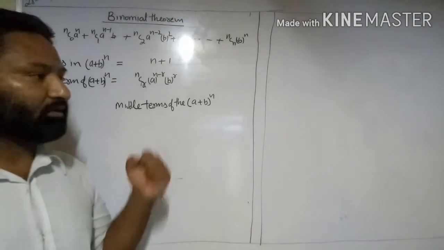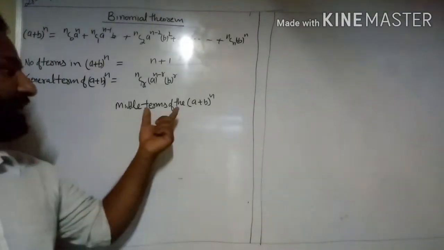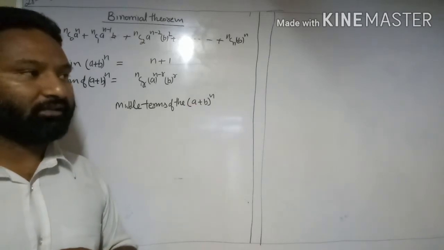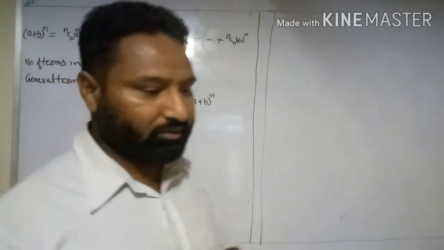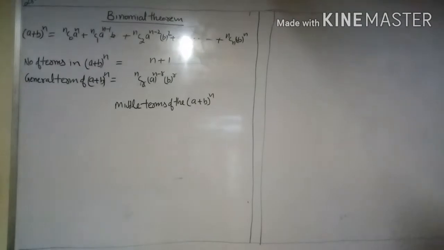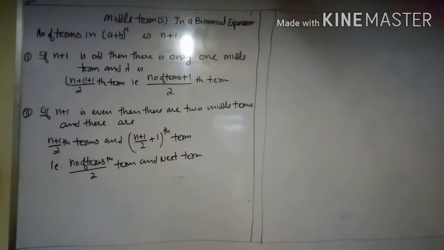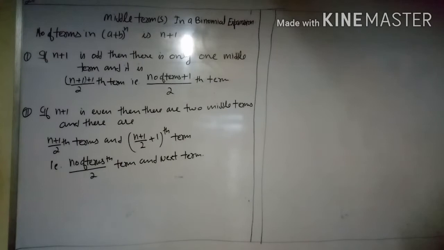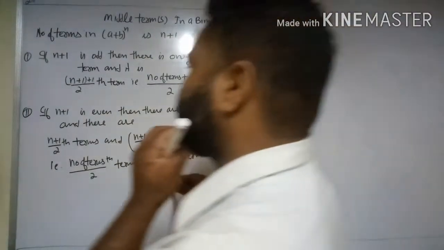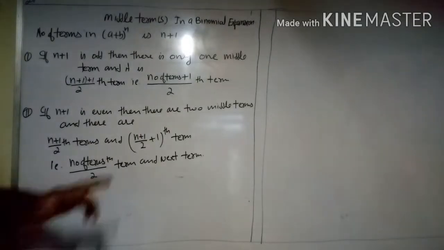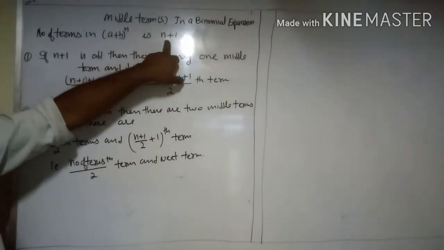And now today's topic is to find the middle terms of the binomial expansion (a + b) whole raised to power n. So now we can see how to find the middle terms in a binomial expansion. As we know, the number of terms of (a + b)^n is n + 1.